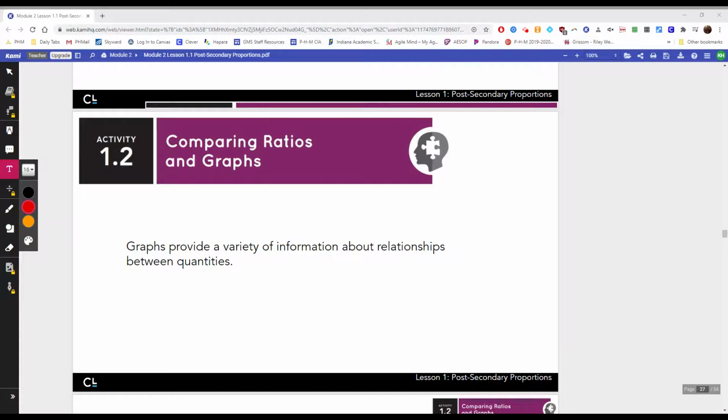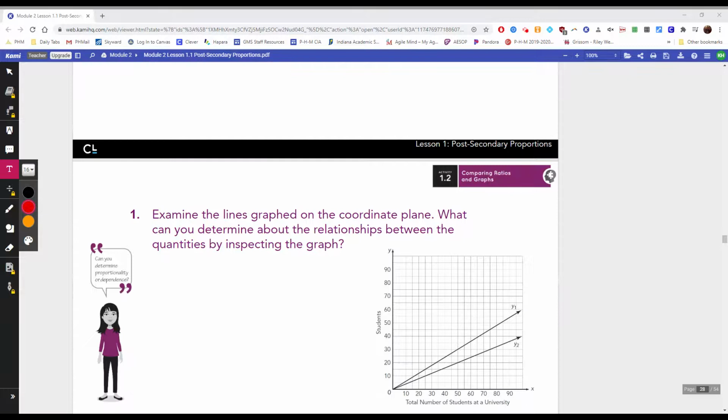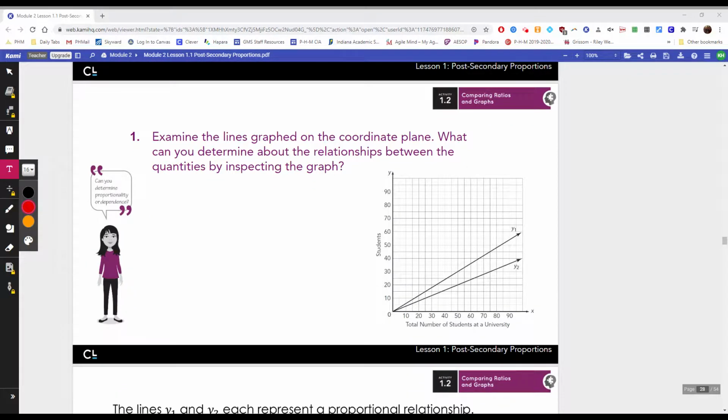We're going to look at graphs now and compare some graphs with ratios that we've been talking about in activity 1.1. So, first thing it tells us is that graphs provide a variety of information about relationships between quantities. Examine the lines graphed on the coordinate plane. What can you determine about the relationships between the quantities by inspecting the graph? So, just what are some things you notice about this graph? What are some connections or relationships we can make?